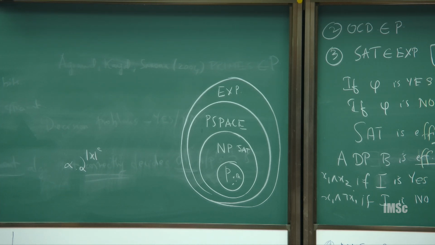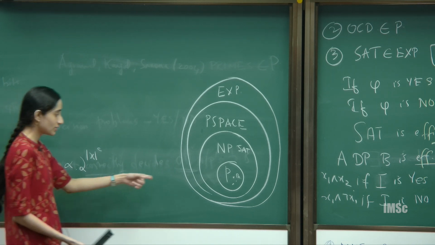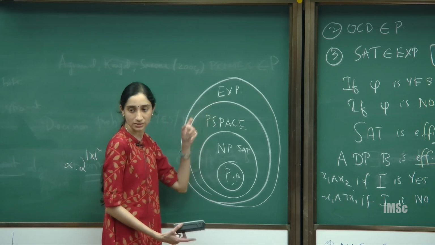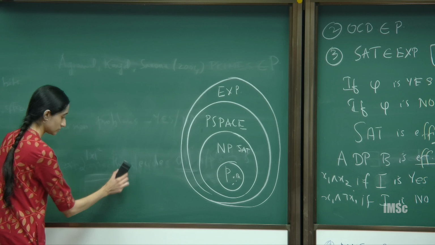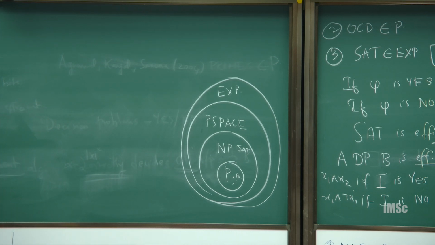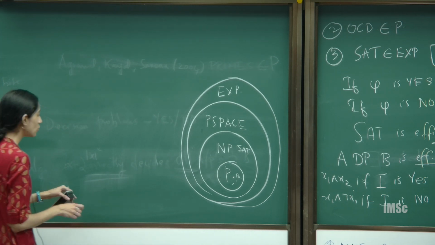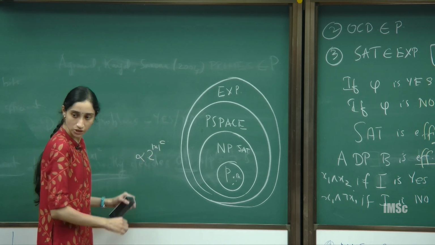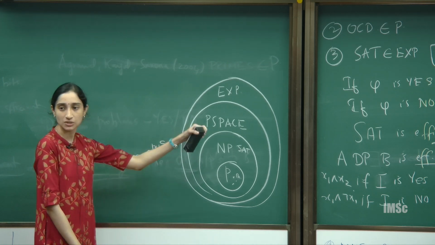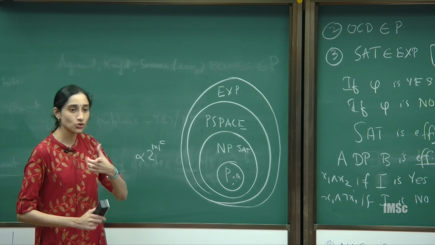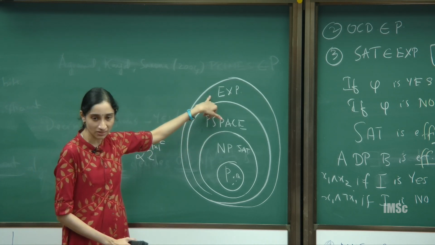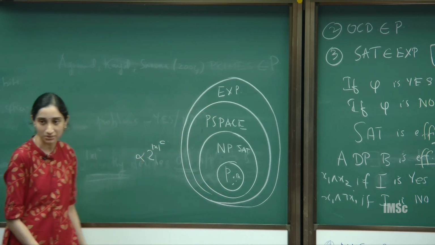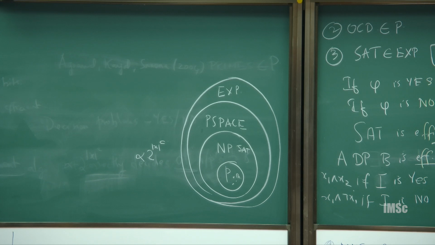So P is contained in NP, which is contained in PSPACE, which is contained in EXP. Any EXP algorithm is allowed to take this much time. So SAT is in EXP by the algorithm you gave. PRIMES is also in EXP by the first algorithm you gave, but then Agrawal, Kayal and Saxena gave a better algorithm that put it into P.